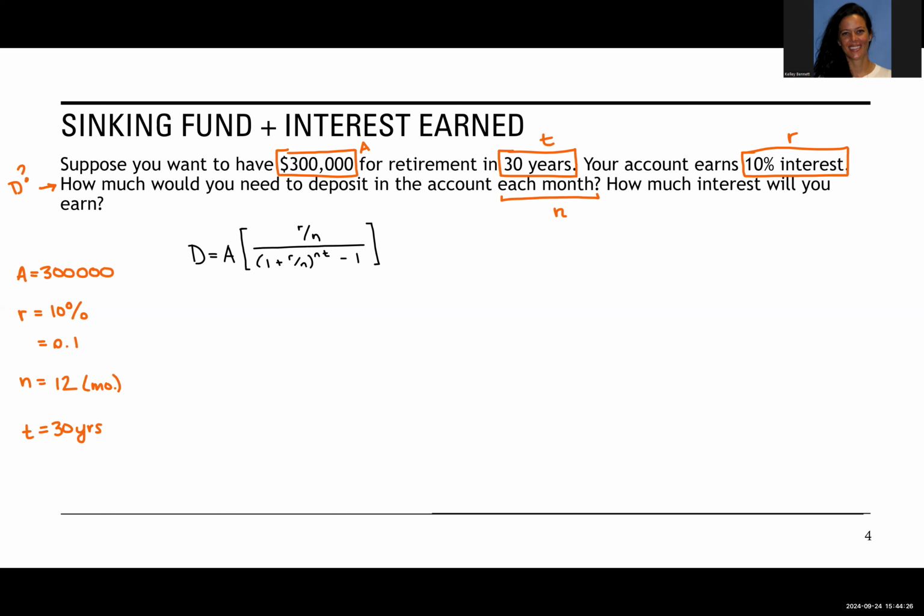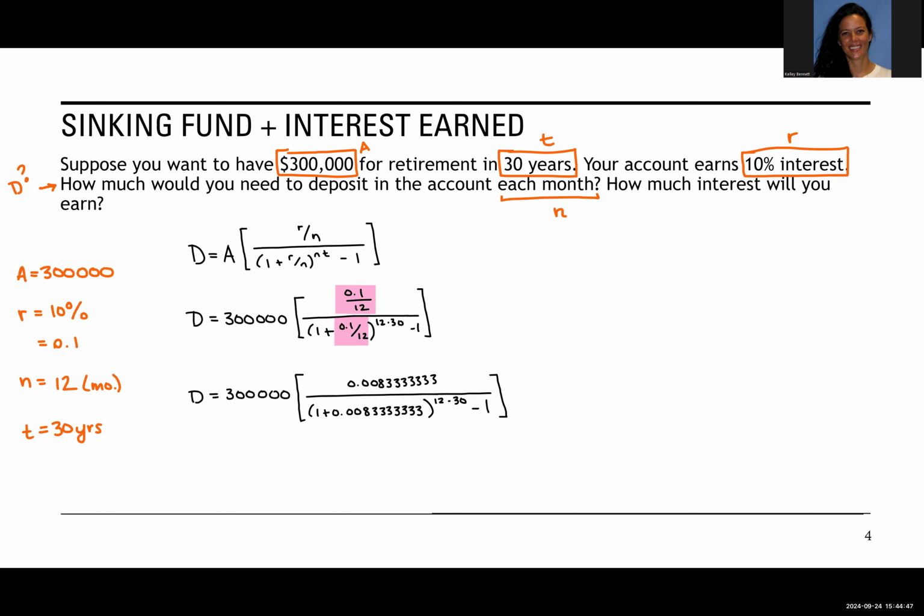So now we know A, R, N, and T. So we'll plug them into our formula. Let's begin with the fraction 0.1 divided by 12. It appears twice, and we're going to write it out as many decimals as your calculator shows. And this one is a painful one. Okay, we've got those repeating threes. So 0.1 divided by 12 is 0.008333. Those threes go on to infinity. So as much as you can stand to write, that's what I encourage you to write down.